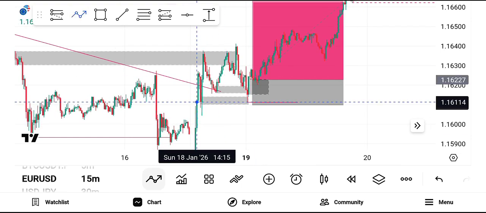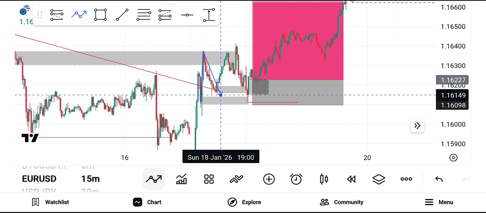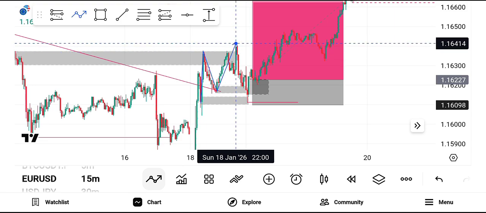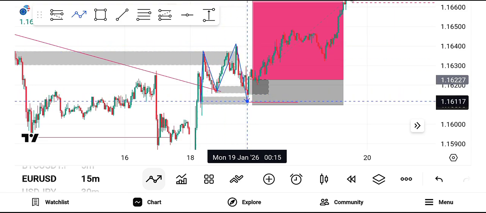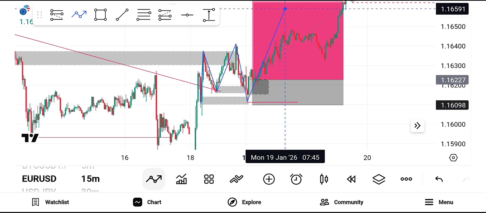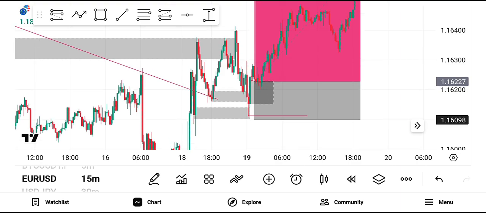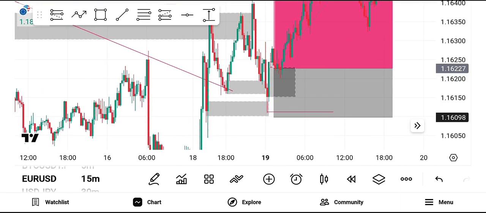Sweep, break, inducement, another sweep. Can you see? Then you have a break, and then you have another break again, and once they come back to this zone, what am I expecting? Buy. And that was exactly what happened. But I made a mistake here.